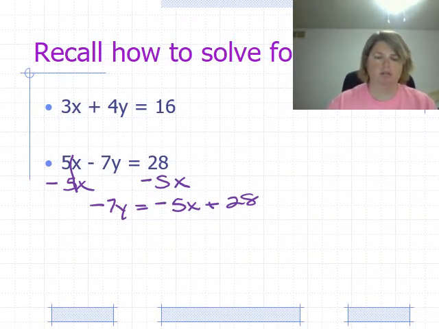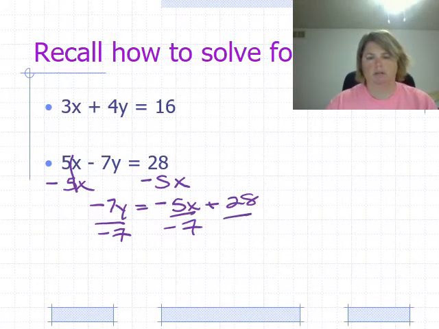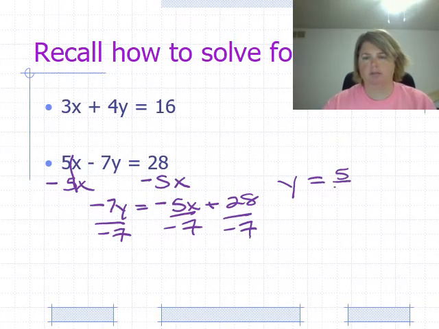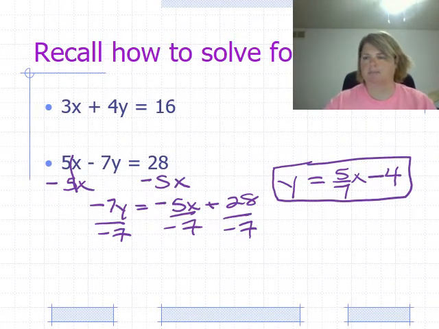Once you move x over, divide by the coefficient of y. So we have y equals, a negative divided by a negative is a positive, so this would be positive 5/7 x, positive 28 divided by negative 7 is negative, and 7 goes into 28 4 times. So we make sure we reduce our fractions. All right, again, pause the video if you need more time.